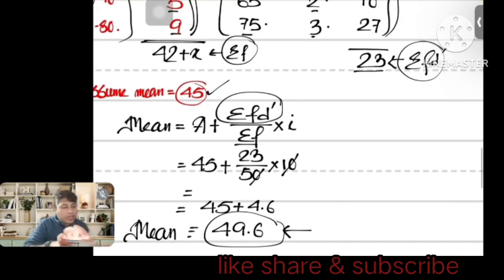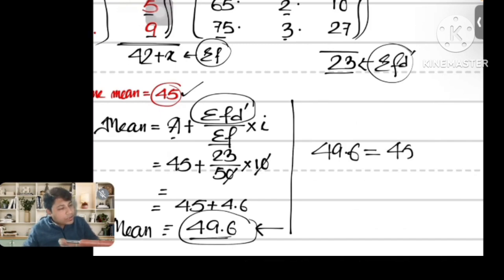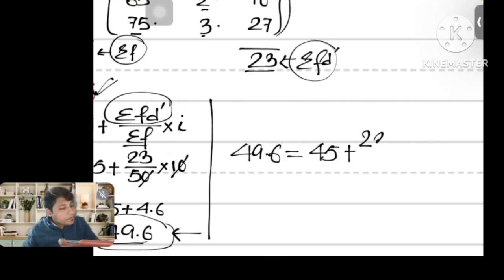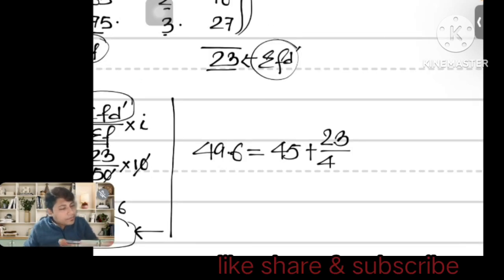Now you have to solve, how? In the same formula. I am going to place the values in the same formula. Mean is given as 49.6, so I write 49.6 equals A, which is 45 as we assumed, plus summation FD dash, which we calculated as 23, divided by summation F, which was earlier 50 and this time is 42 plus x, into I, the class difference, which is 10 and remains the same.